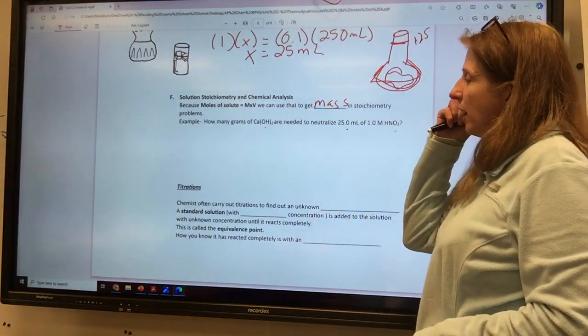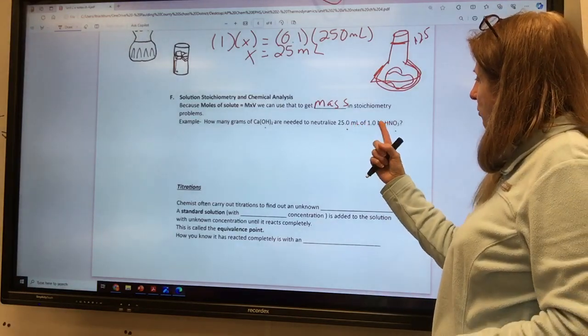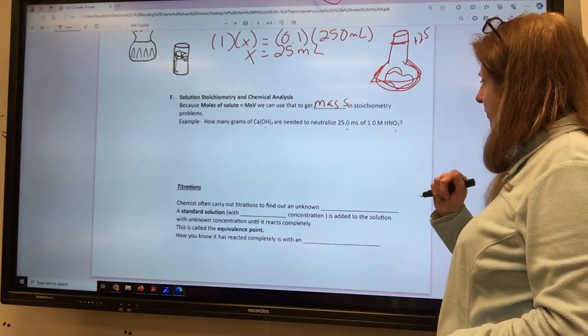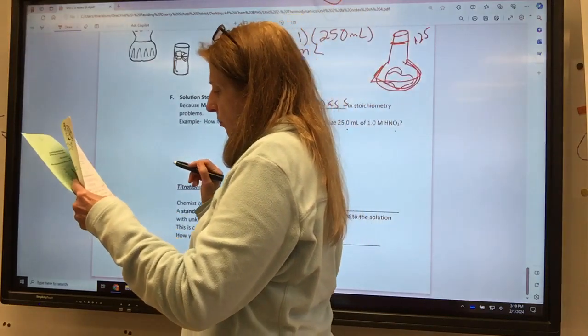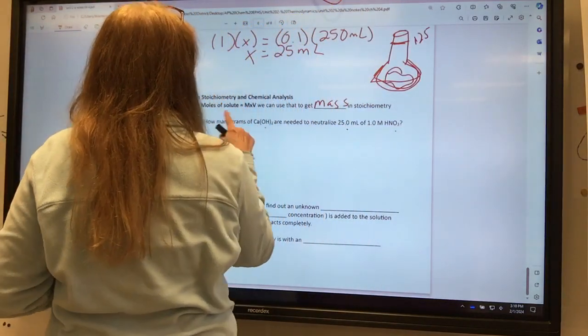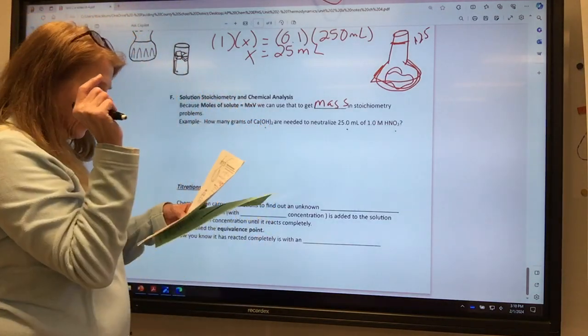Example: how many grams of calcium hydroxide are needed to neutralize 25 milliliters of a 1 molar solution of nitric acid, HNO3? Okay, so our moles equals molarity times the volume. So this is our formula right there.